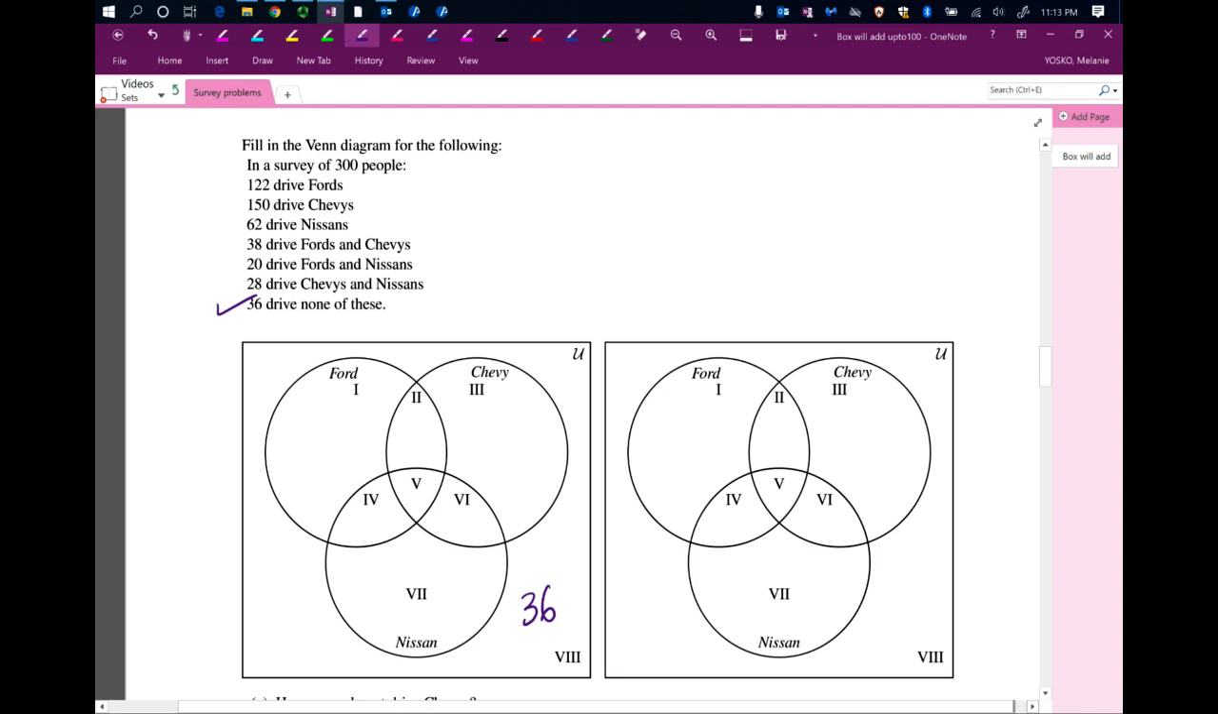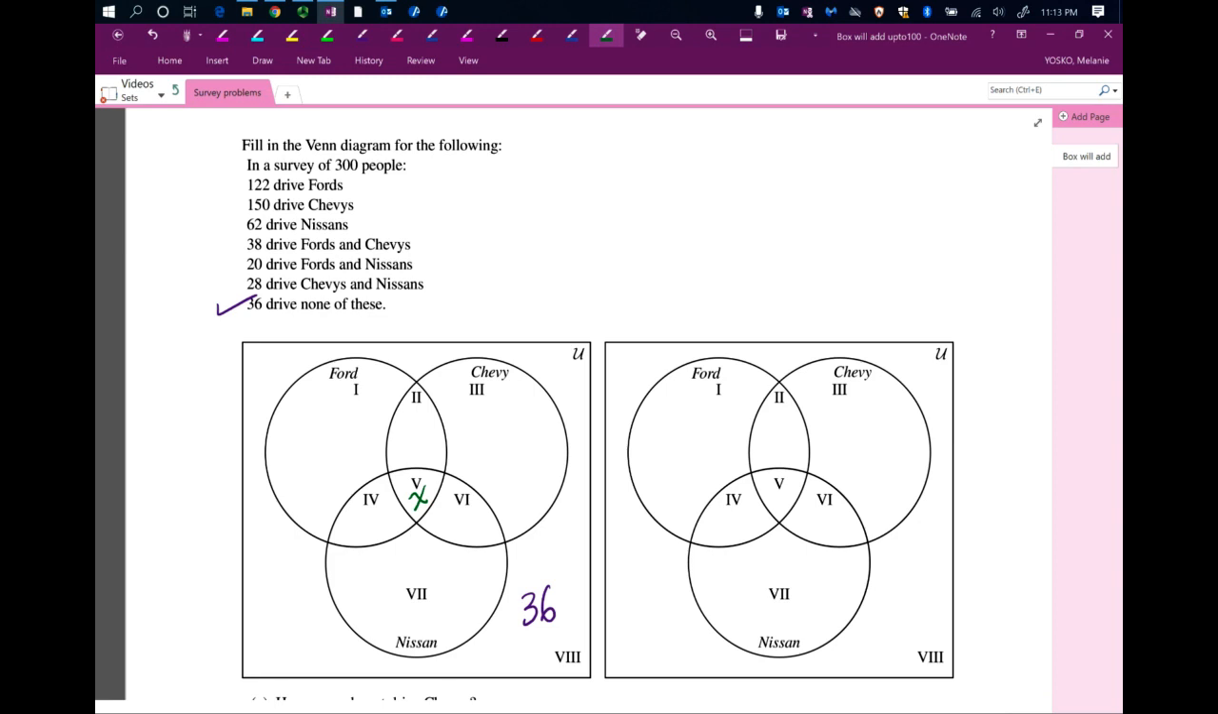And then we start going up, like I said. We try to fill in the most restricted region first. We really would like to fill in this region right here, region 5, first. Do we have any information here that talks about how many people drive Ford, Chevy, and Nissan? We don't. Because if you look, we have information about pairs of these, Fords and Chevys, Fords and Nissans, Chevy and Nissan, but not all three. We need to know how many people drive all three. We don't know exactly, but we can represent that value by X. X represents some number. For now, it's going to be a placeholder. We're just going to call it X.